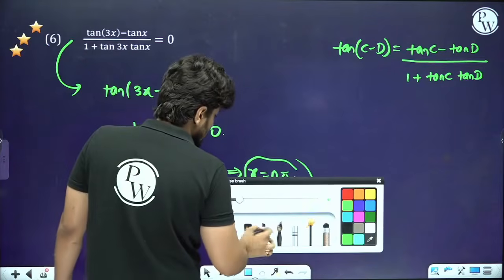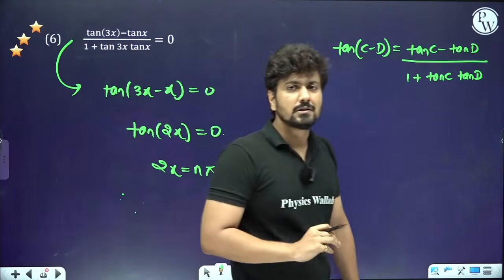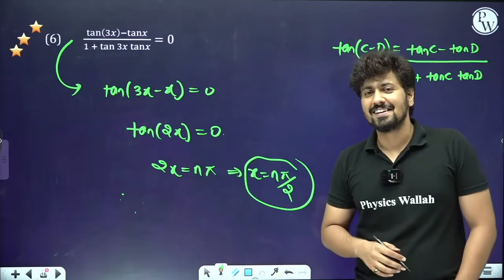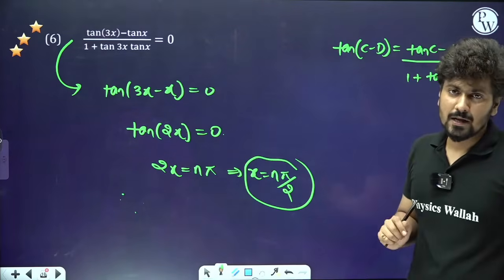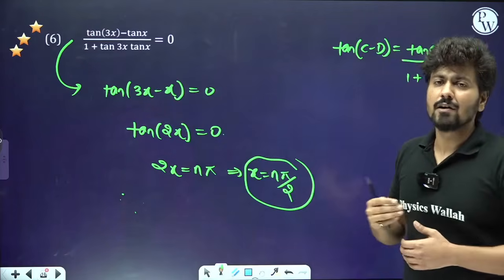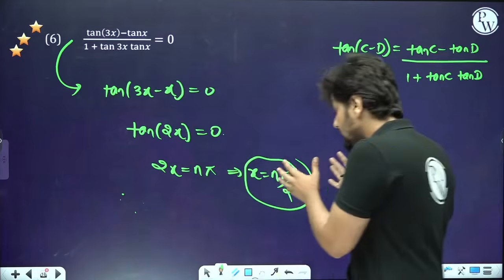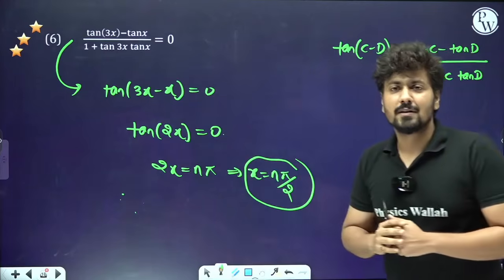What's different in this example? See, this is not our final answer yet. Because whenever there is tan in the picture, whenever there is cot in the picture, we have to make sure that whatever solution we get, they are in the domain of this function, right?